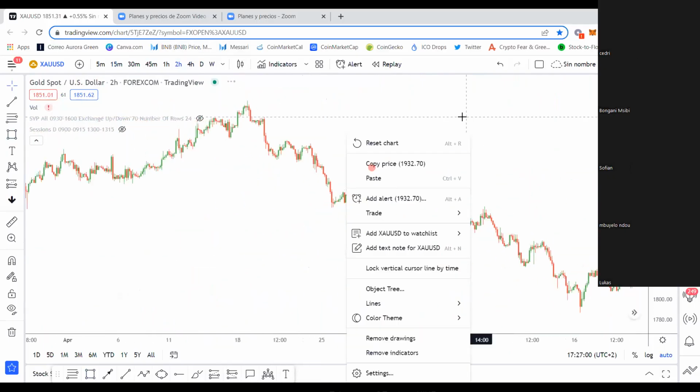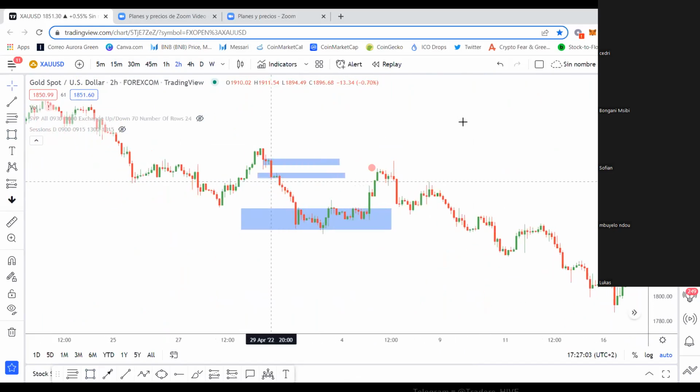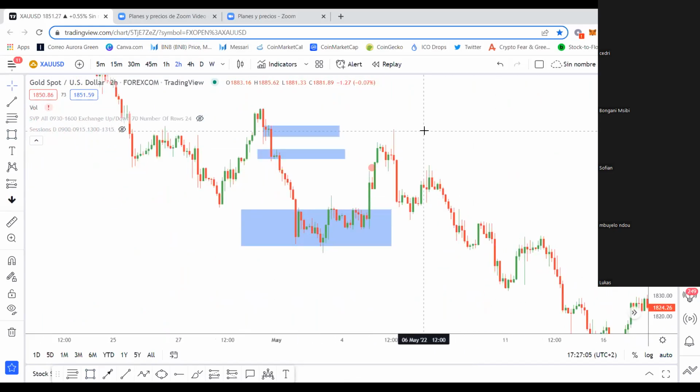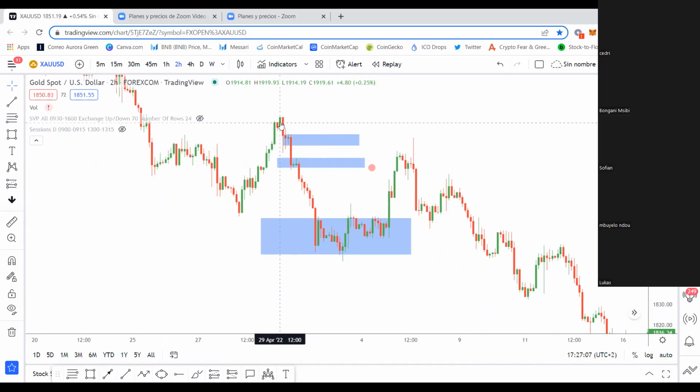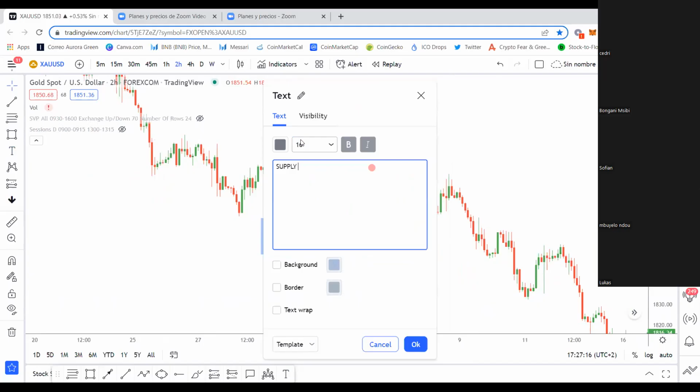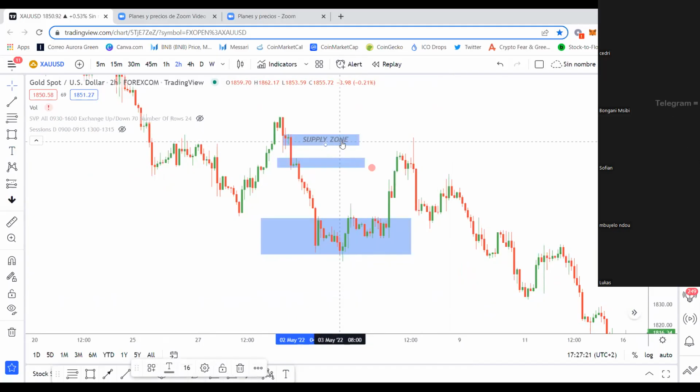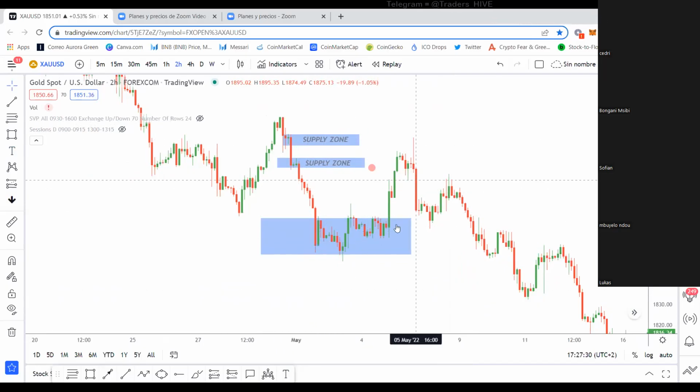So this is how the market is moving inside a trend. Drop, base, drop means supply zone. We would say supply zone. Now we're going to look at how to identify the key levels. Supply zone, another supply zone. Right here, as you can see, price does a drop, base, rally, which means this is a demand zone.